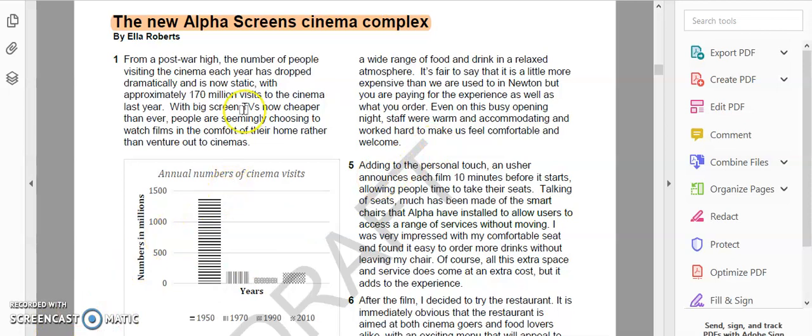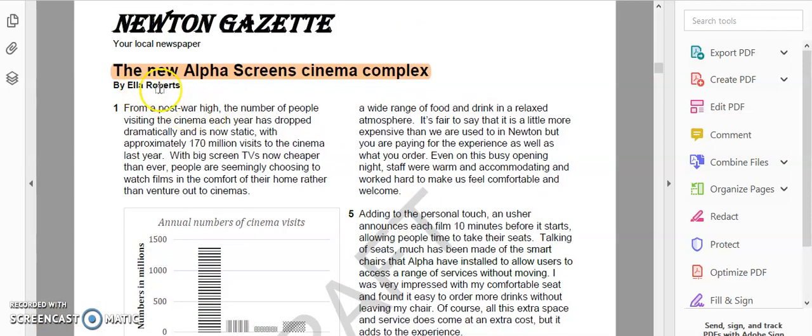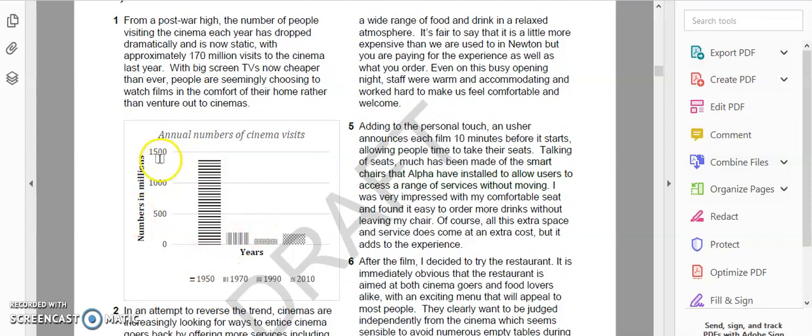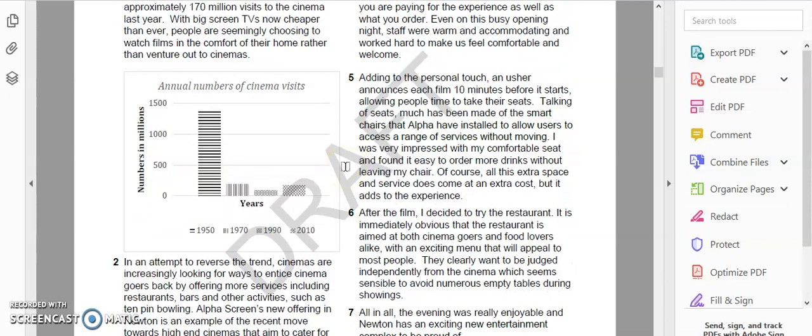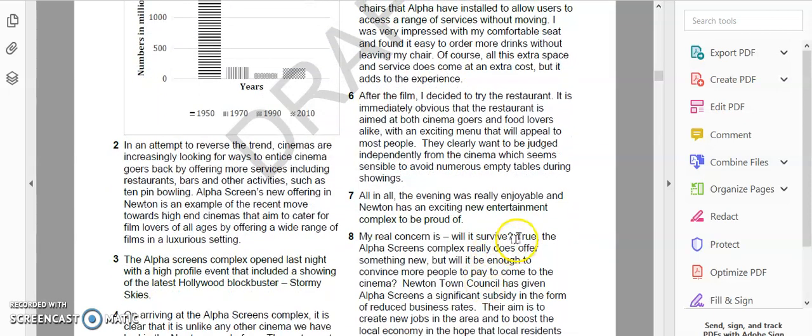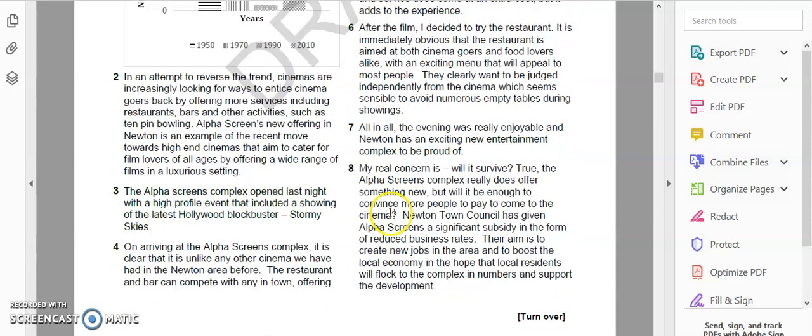Okay, so firstly, Ella Roberts of Newton Gazette, so document 2. She uses facts and statistics to get across her ideas. She uses various adjectives and descriptive language, like dropped dramatically. She uses personal experience, so very impressed with my comfortable seat, and various things like that to get across her ideas. She uses plenty of facts and opinions. She even uses a rhetorical question at the end here. My real question is, will it survive?